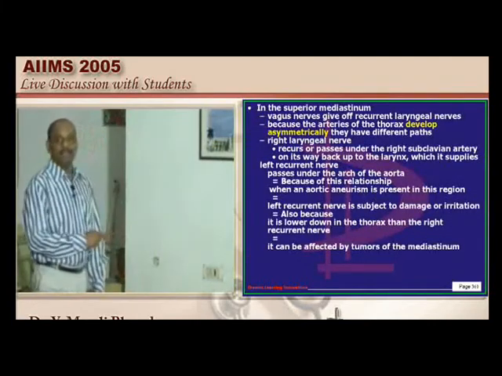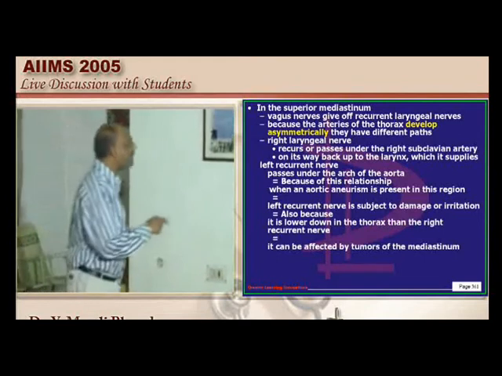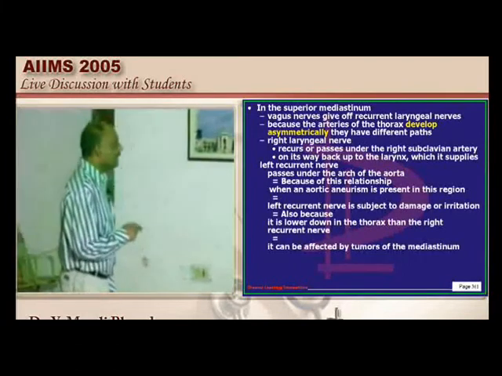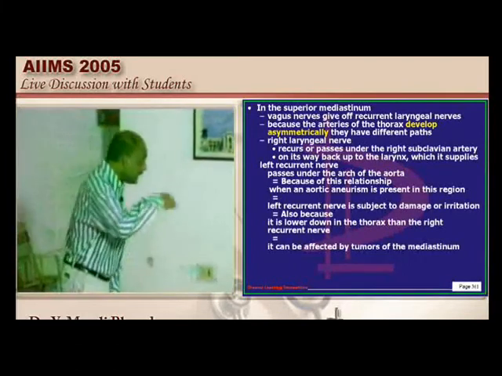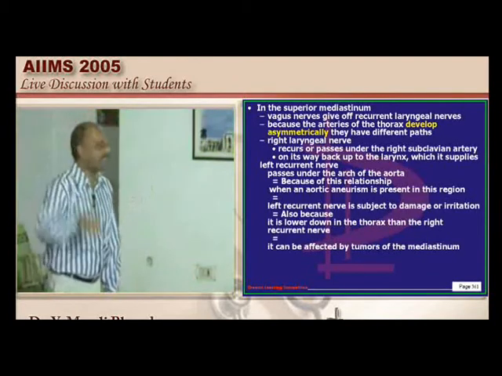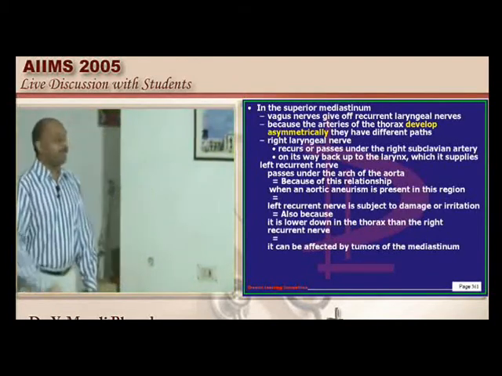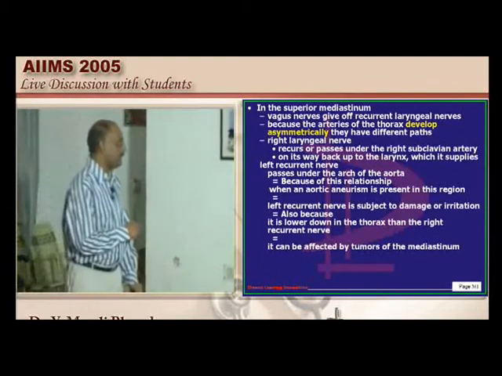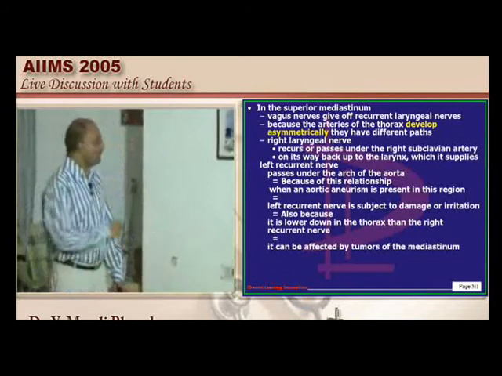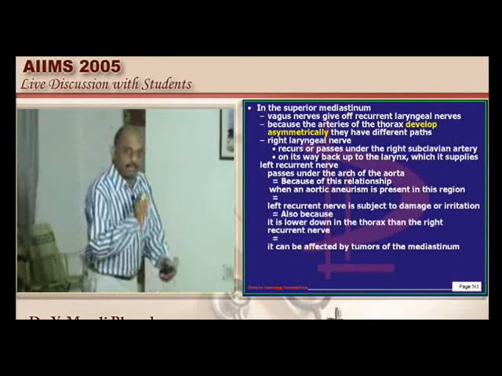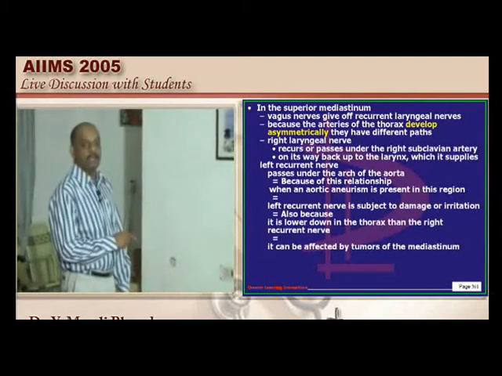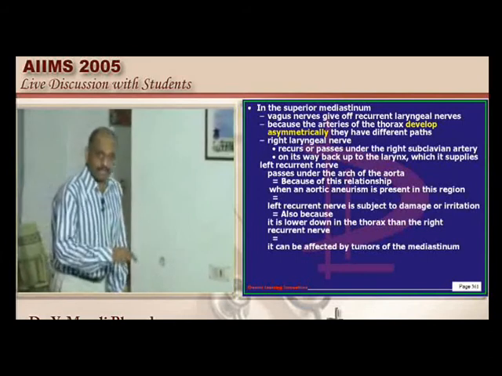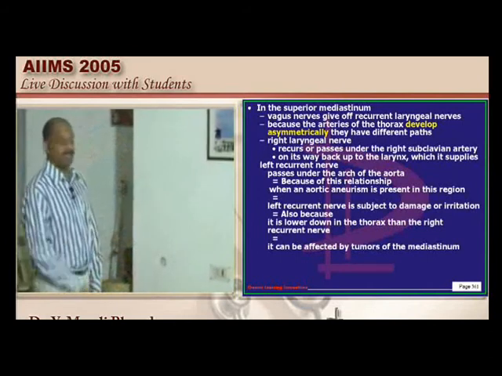In the superior mediastinum, the vagus nerve will be giving off the recurrent laryngeal nerves, and there is a difference between the two. The right recurrent laryngeal nerve will be recurring and passing under the right subclavian artery and goes back towards the larynx, which it will be supplying. Whereas the left recurrent laryngeal nerve's vascular counterpart is not subclavian, it is the arch of the aorta. So it will be passing in relation to that. That's the reason any aortic aneurysm compresses the left recurrent laryngeal nerve. So right recurrent laryngeal nerve related to right subclavian artery, left recurrent laryngeal nerve related to the arch of the aorta is a golden rule that should not be forgotten.